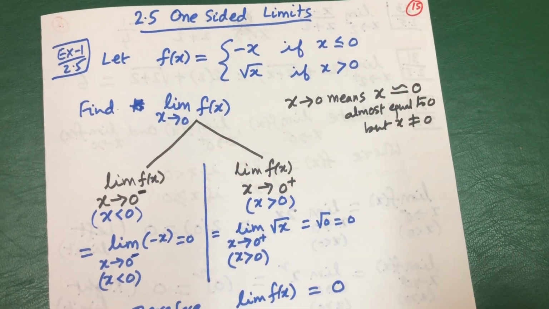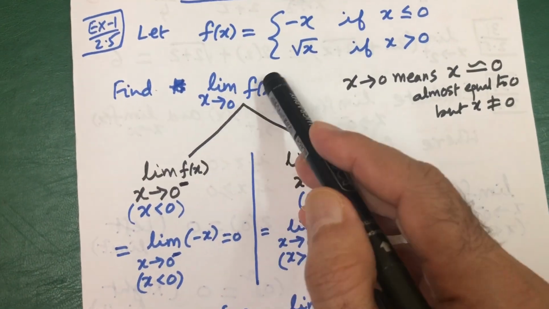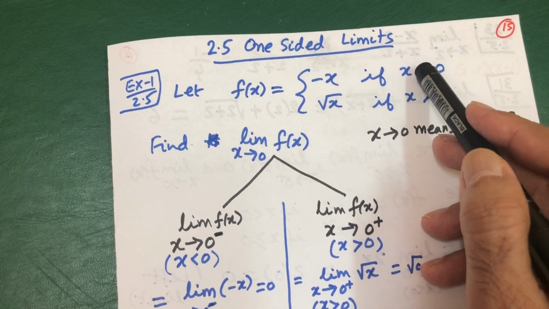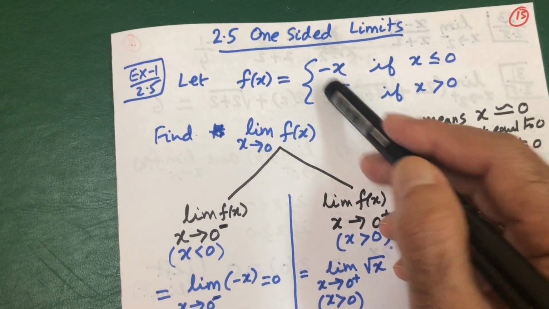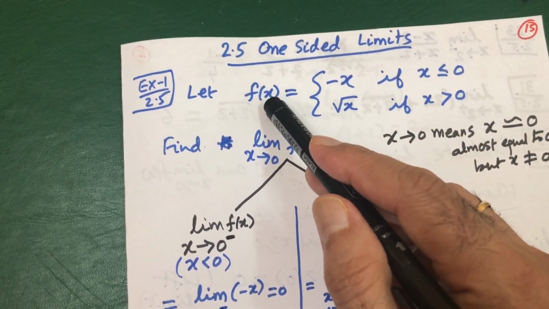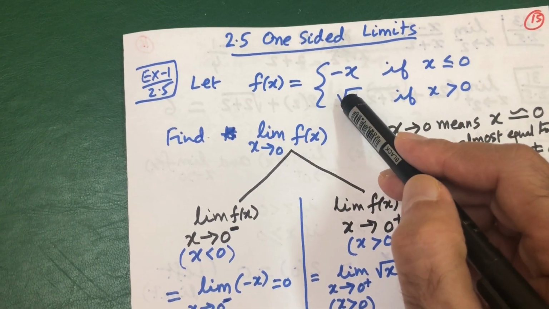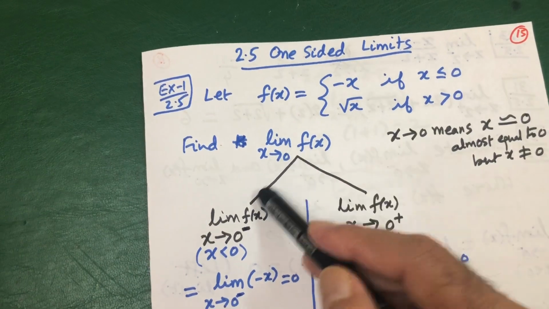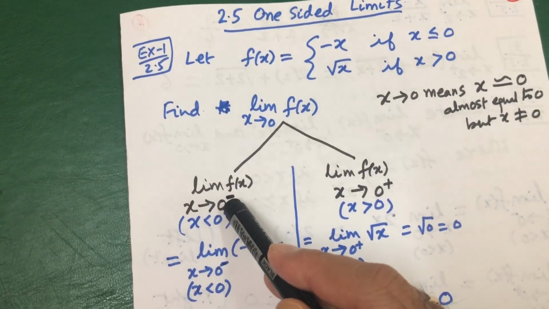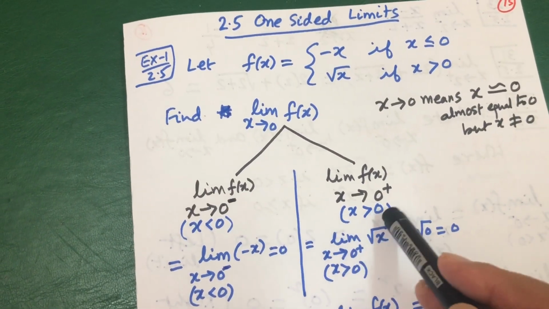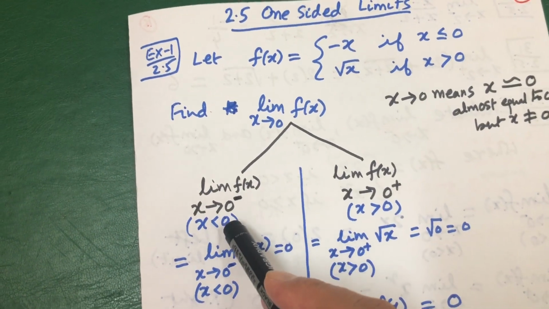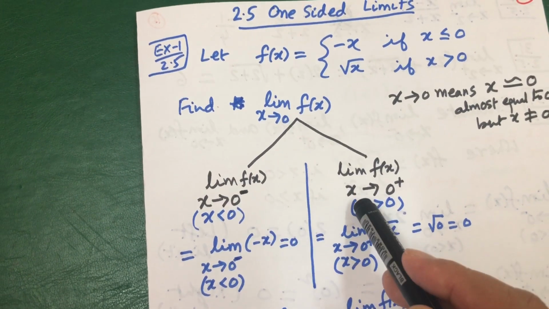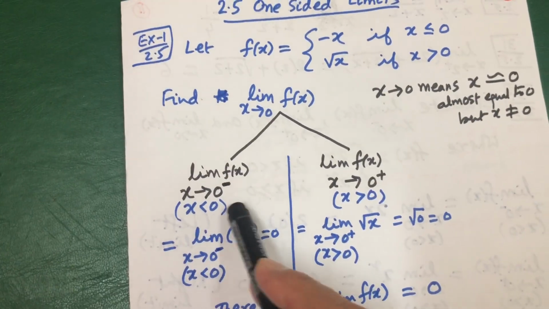Okay? So here, limit f(x) as x tends to 0. Because it's a split function, I don't know whether to use f(x) equal to this one or this one. What I do here is split into two parts. One part is to the left of 0, another part is to the right of 0. I will take x tends to 0 from the left and x tends to 0 from the right, before 0 and after 0.